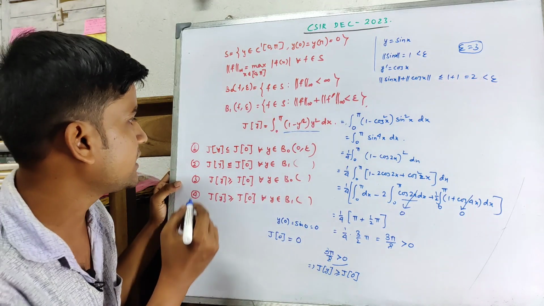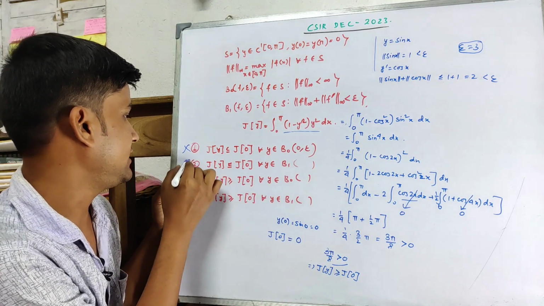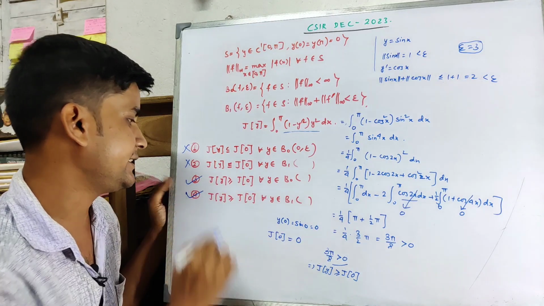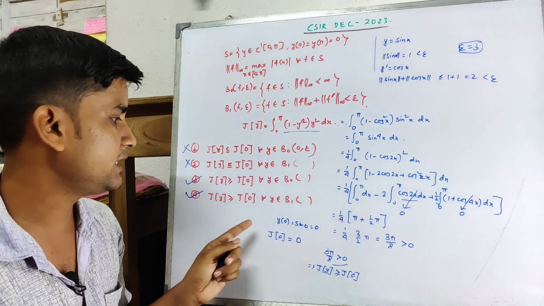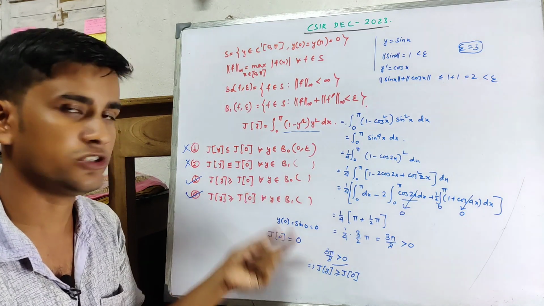So that means which options are true? This is incorrect, this is incorrect, this is correct, and this is correct. So these two options, C and D, are the correct options for this problem.